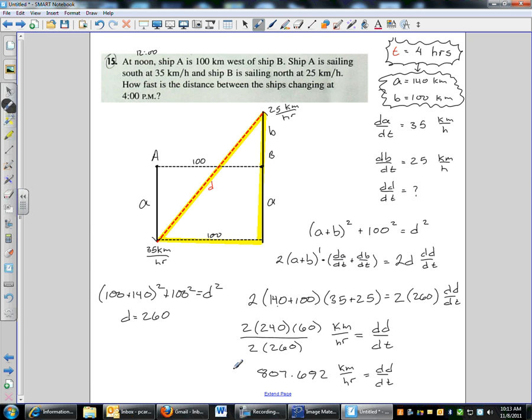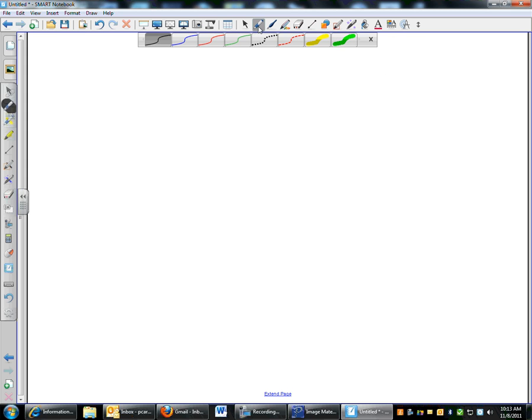The reason they're both positive is because they're both getting longer. If A was shrinking, and there's actually one problem in the book that's very similar to this, where what's actually happening is you've got one common point, and ship A starts by moving south. So if ship A is moving south, that distance, dA/dt, would be something positive because that length is getting longer.